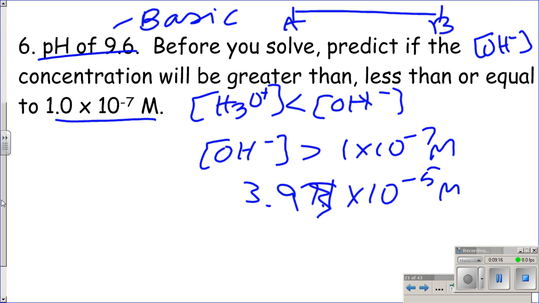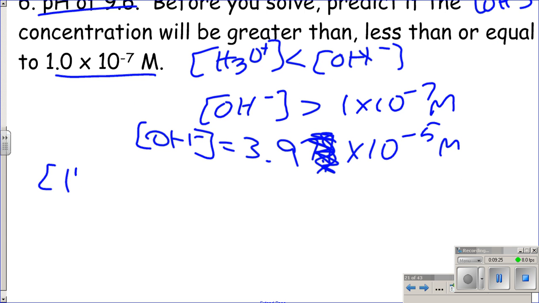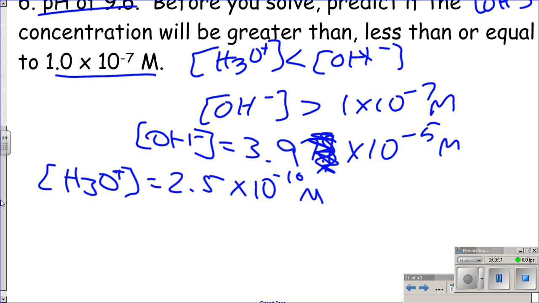Okay, so hydroxide is 3.9 times 10 to the negative 5th. So what was hydronium? Anybody solve that part here? 10 to the negative 10 molar. Okay. Anytime you have a concentration, put molar, because that is truly a concentration of something, okay? So 2.5 times 10 to the negative 10th, 3.9 times 10 to the negative 5th. Those exponents add up to about negative 14, so you kind of can check that you're correct.